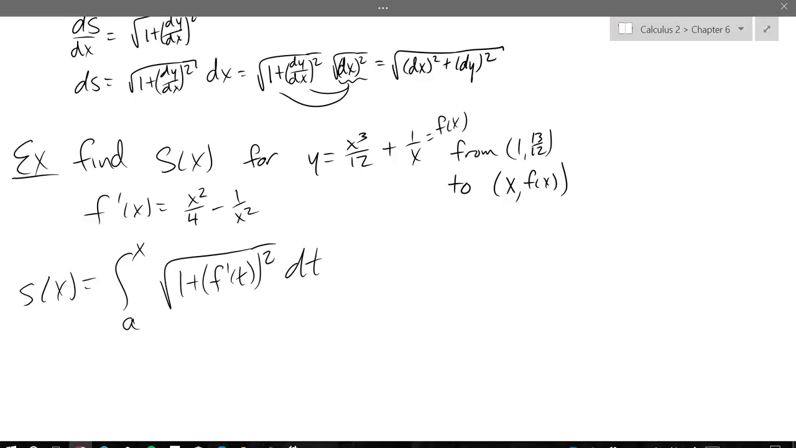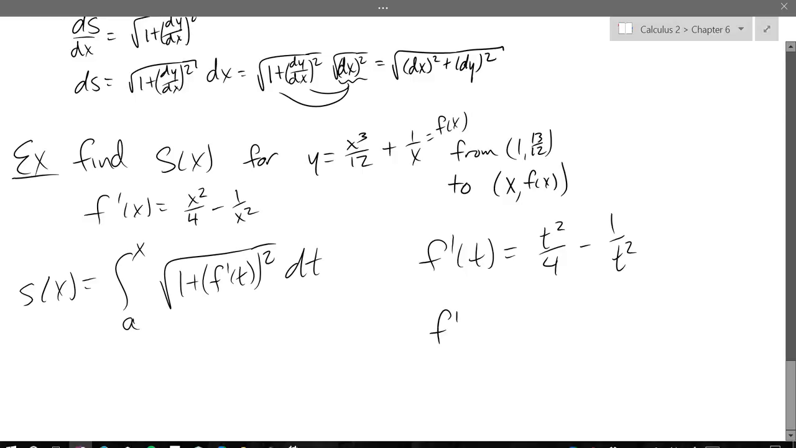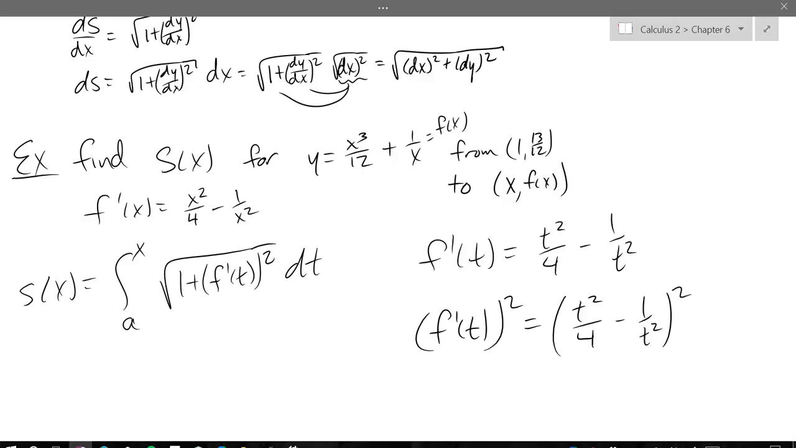All right, try to do that fancy algebra without looking back at how we did it last time. So this pretty much came down to algebra. So we've got to square f prime first. So there's f prime of x right there. f prime t is t squared over 4 minus 1 over t squared, so I need f prime t squared now. So square it out. Do not do the freshman's dream, which is squaring each part individually. You get the outside-inside term also. Yeah, the outside-inside. So FOIL it out, reduce it down.